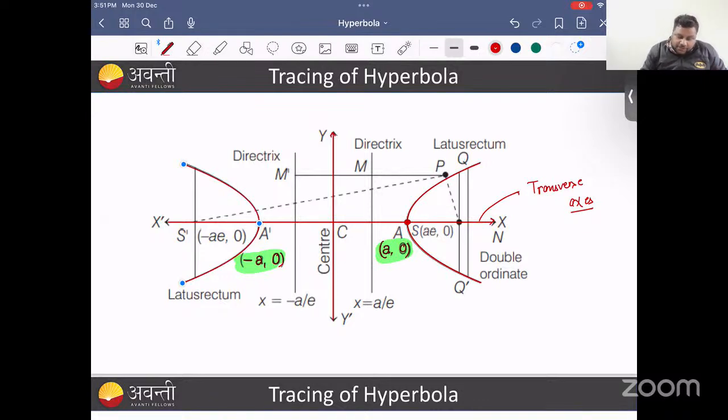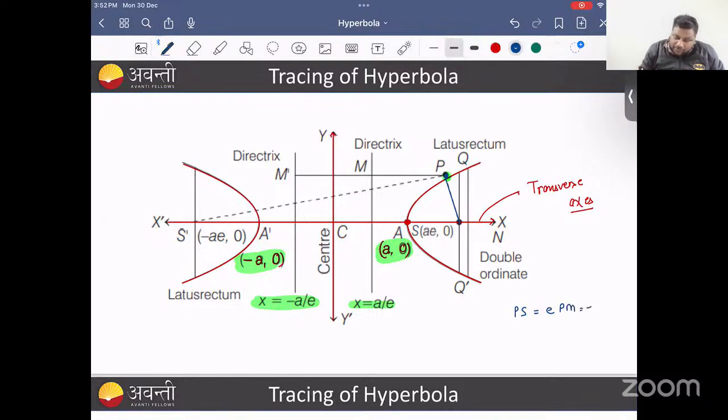Now x equals a by e is one directrix, x equals minus a by e is another directrix. Now, like there was a property in the ellipse, PS1 plus PS2 is equal to 2a, there is also a focal distance property in the hyperbola. Say there is a point P on the hyperbola. What is this distance PS? PS is equal to e times PM.